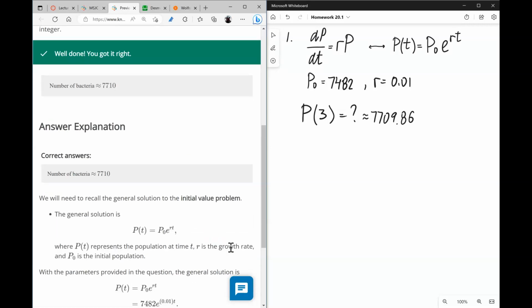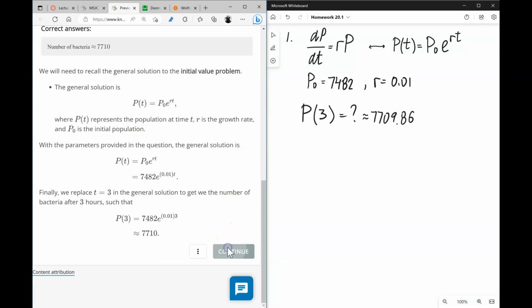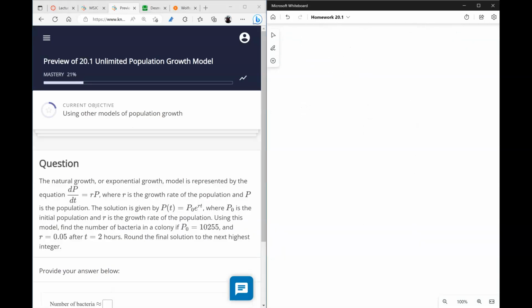So if you understand the idea, the topic is pretty straightforward. Like once we remove all the tedious computations, you can actually enjoy working with this model. So we have another one. I'm just going to write the model, and what's given, and we are asked to find P of 2.